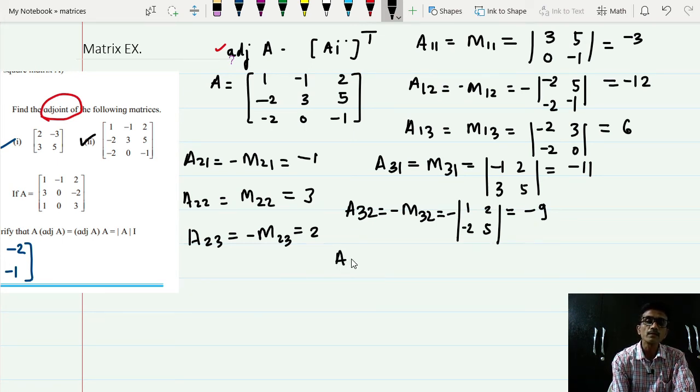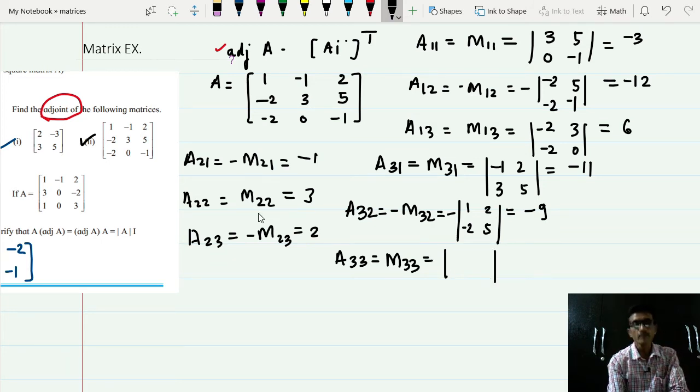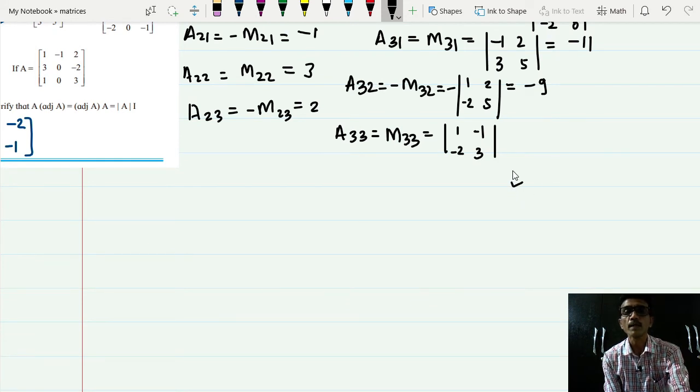Then A33 is equal to M33, which is the value of the determinant. This third row and third column we delete: 1 minus 2, -1 and 3. So what is the expansion of this determinant? The expansion will be 3 minus 2, that is 1. This is the expansion.